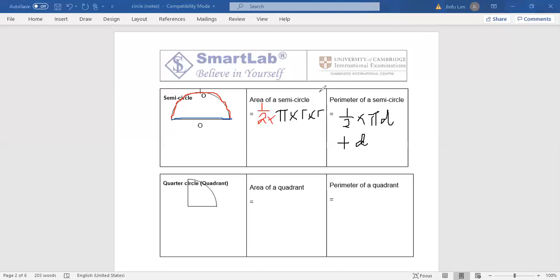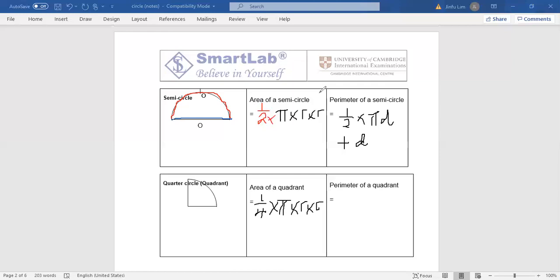Now let us take a look at a quarter circle, which is also known as quadrant. A quadrant is a quarter of a circle. So we will write down the formula to find the area of a circle, which is pi times r times r. But since this is 1/4 of a circle, we multiply by 1/4. This will give you the area of a quadrant.